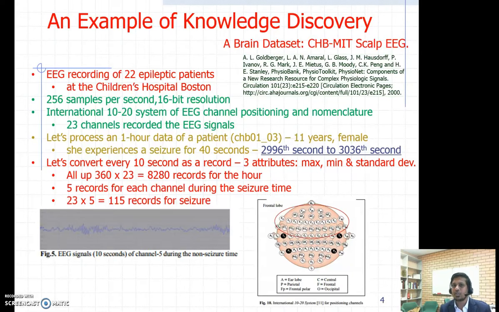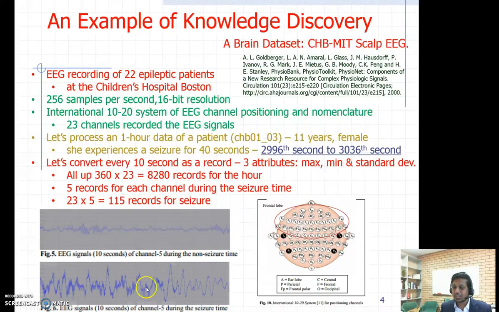This labeling is done only for cluster validation purpose and not used in clustering. For the clustering purpose, we are using only these 3 attributes, right? So if there are 23 channels and each channel has 5 Caesar records, that means there are 115 Caesar records altogether, and a Caesar signal will look like this, right? The signal will be very erratic compared to a non-Caesar signal.